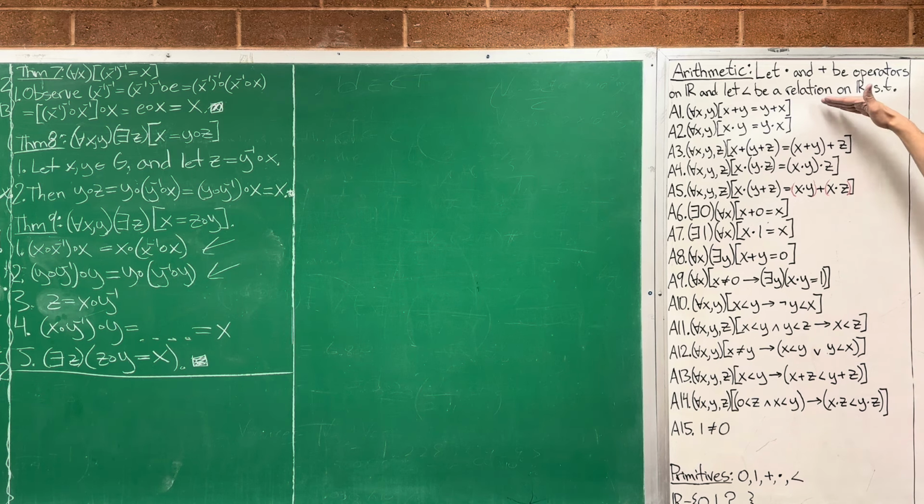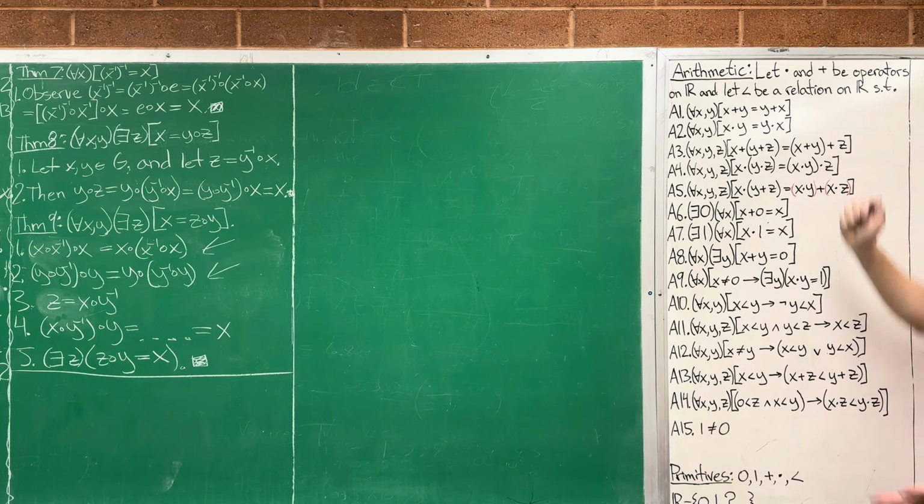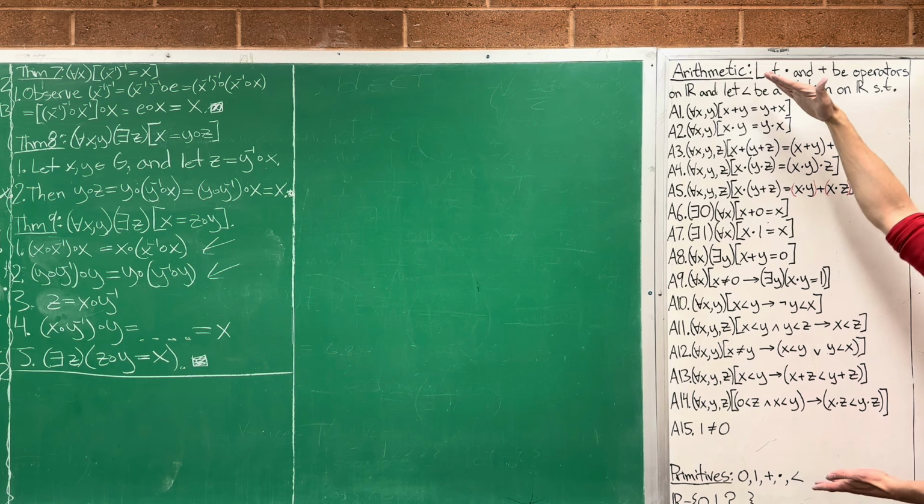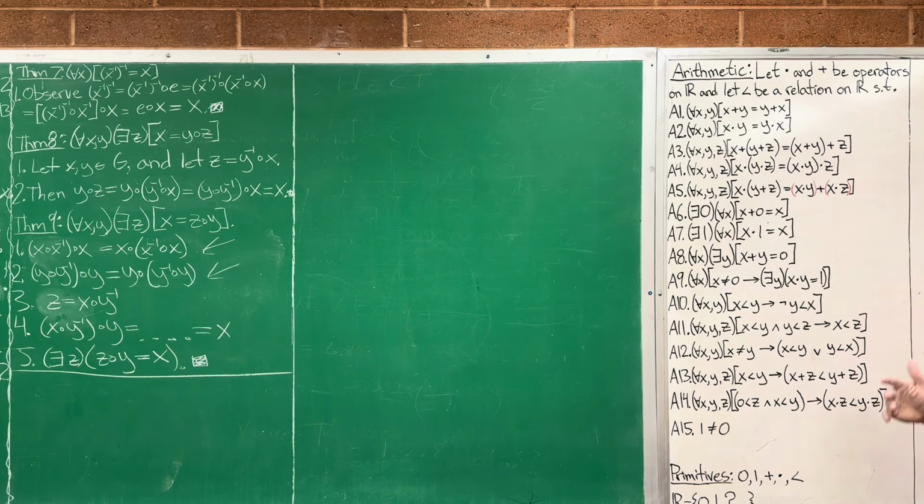Okay, and so here are all your axioms for arithmetic. Here's all the axioms you use when you're doing your algebra. This is all of them. Let's go over what each of them says. We're going to notice that this is a much easier system to work in than group theory, because it gives us more tools to work with.